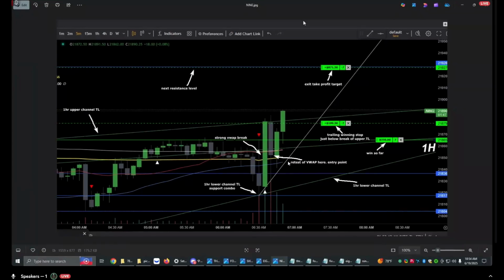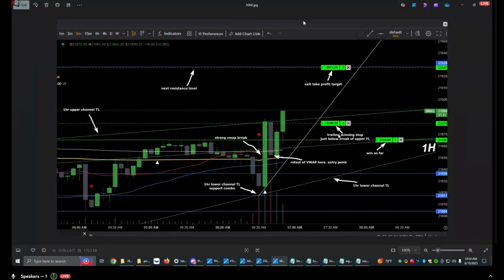So the entry point at VWAP would have been here. I decided for some reason to enter late. I entered here. Let's see, so this is my position. It looks like I got 7 here, a late entry, but I guess I chased.